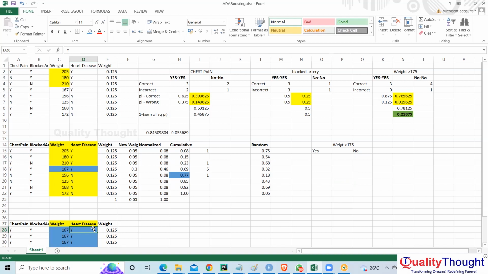And when some testing happens, let's say you get someone with 200 kg, you'll follow this path that is getting preserved. And then wherever you land, that is your result, if you say AdaBoost of 1 step. Then you will stop here. And here it says that blocked artery and chest pain have no impact on heart disease. Only weight has impact on heart disease, because of its Gini index.